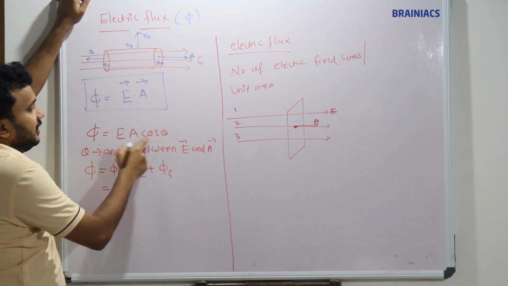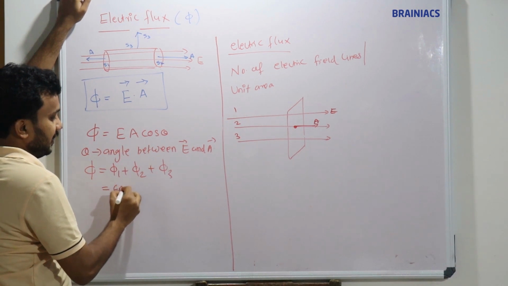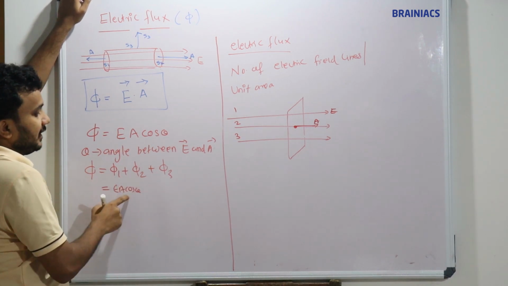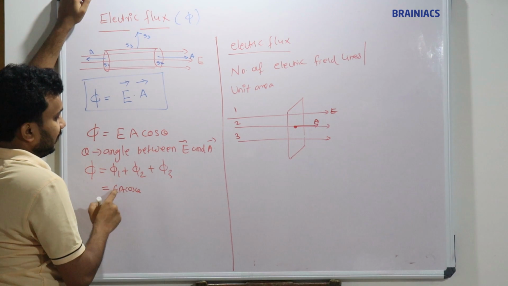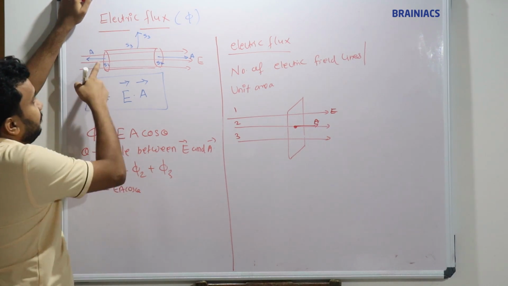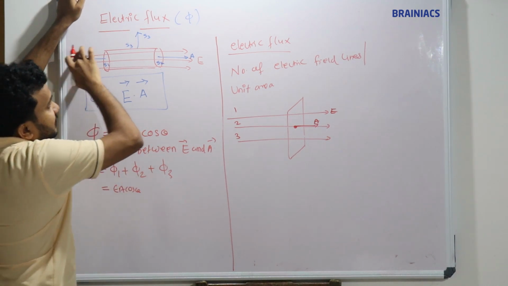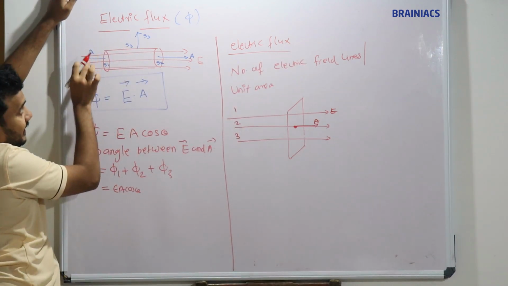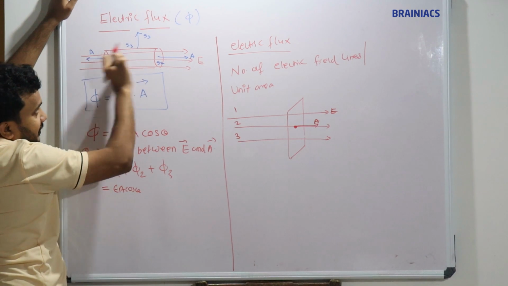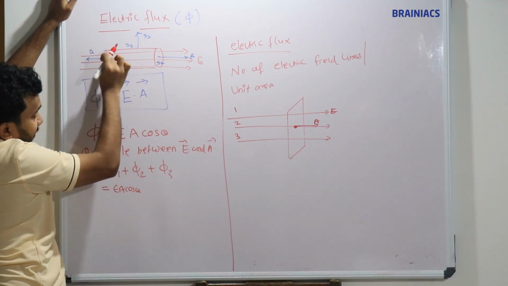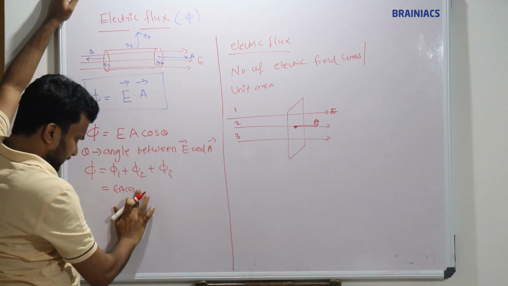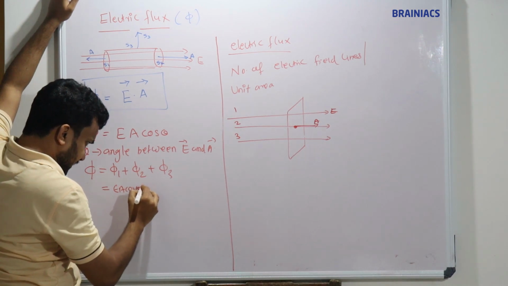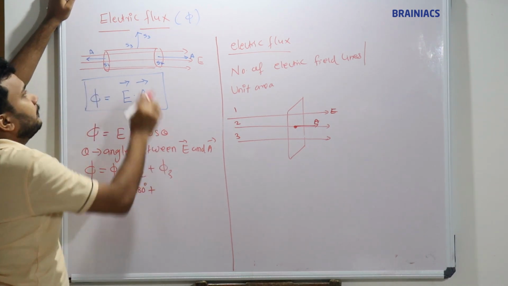What is phi 1? EA cos theta. The angle between E and A for the first surface: electric field lines are going like this, and the area vector is like this, opposite. At this surface, electric fields are going right and the area vector is towards left. So what will be the theta value? 180 degrees.